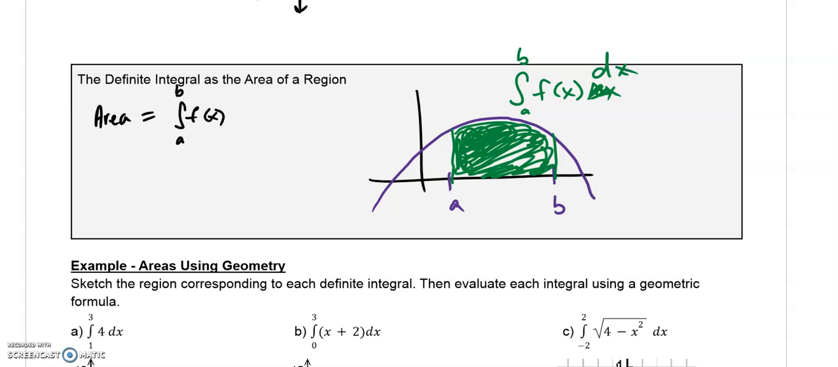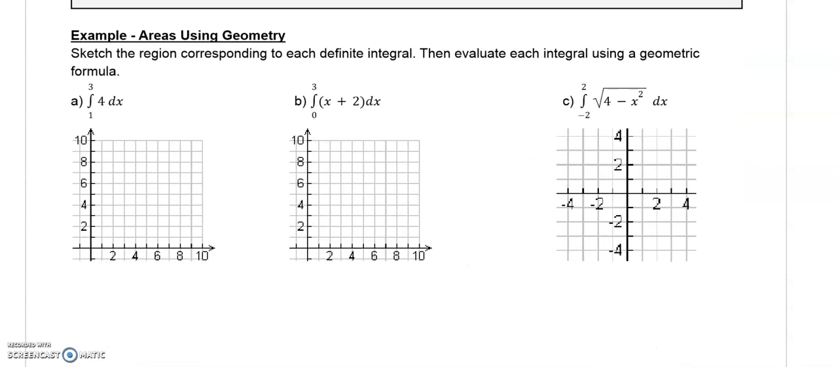all right, so we're going to look at these, which are all common geometric shapes. I want you to go ahead and graph all of these. Remember, this would be y equals 4, y equals x plus 2, and y equals the square root of 4 minus x squared. And we're only looking at the given intervals, 1 to 3, 0 to 3, and -2 to 2. You'll notice they are common geometric shapes. Go ahead and graph them and see if you can find the areas. Pause it, come back to the video when you're finished.